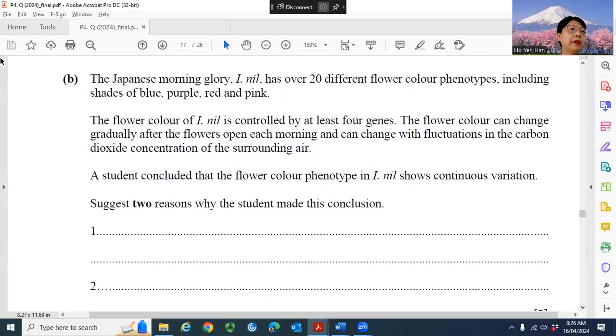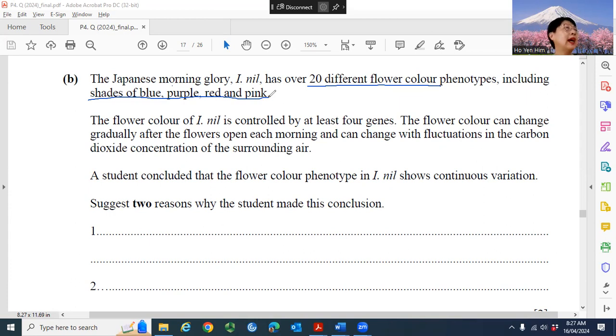So B part 1 is a bit trickier, but some of you have done it before, right? It's a passage question. Okay, so let's look at it. So this color of the flower, right? There are 20 different colors, including the shades of blue, purple, red, pink. That means other than blue, purple, red, they have different shades, meaning different darkness. Shades means darkness of purple, blue, red, pink.